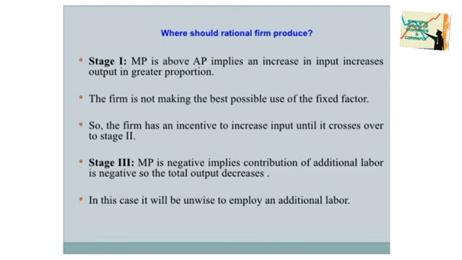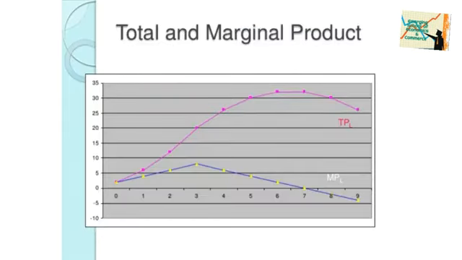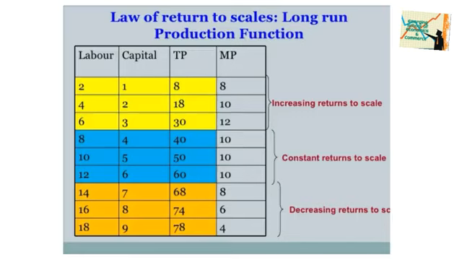Where should a rational firm produce? In stage 1, MP is above AP, which implies an increase in input increases output in greater proportion. The firm is not making the best possible use of the fixed factor. So the firm has an incentive to increase input until it crosses over from stage 1. In stage 3, MP is negative, which implies the contribution of additional labor is negative, so the total product decreases. In this case, it will be unwise to employ additional labor.